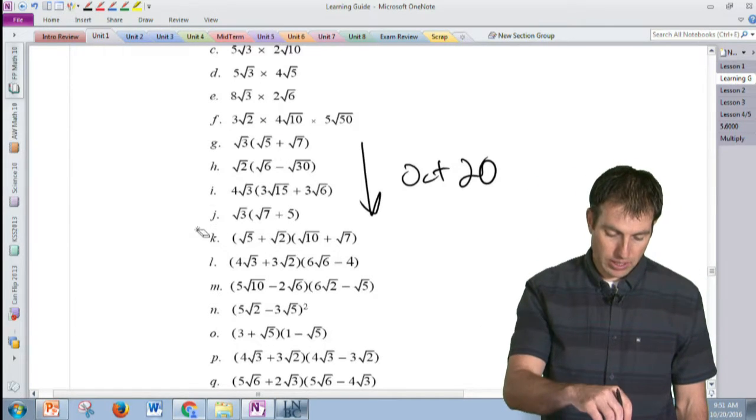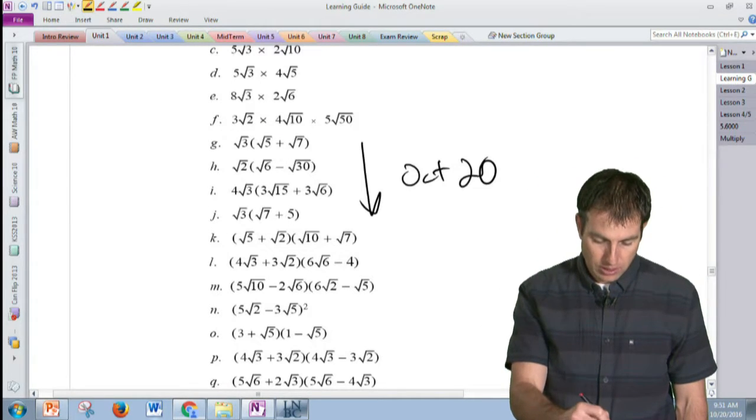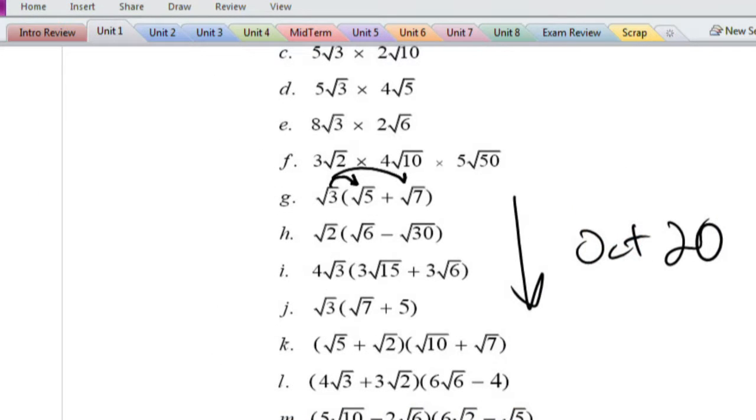So now everything kind of from F on is the distributive property. So root 3 times root 5, root 3 times root 7. Once you get that answer, simplify, you're done. Go on to the next one.